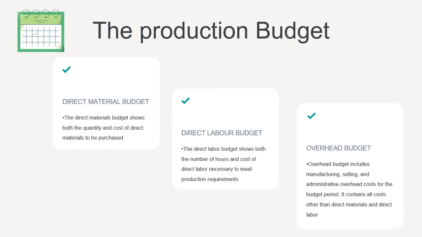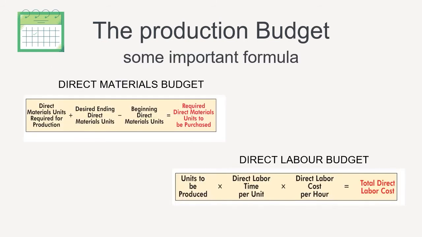Overhead budget includes manufacturing, selling and administrative overhead costs for the budget period. It contains all costs other than direct materials and direct labor. Now summarize the main important formula: direct materials budget. Direct materials units required for production plus desired ending direct materials units, minus beginning direct materials units, equals required direct materials units to be purchased.